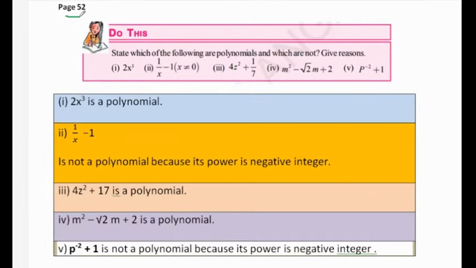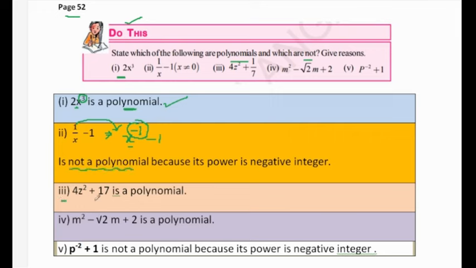So the page number, I will discuss page number 52, do these problems. State which of the following are polynomials and which are not. First one, 2x cube. 2x cube is a polynomial because the power of the variable x is a positive integer. 3 is a positive integer, therefore it is a polynomial. Second one, 1 by x minus 1. 1 by x can be represented as x to the power of minus 1, minus 1. Now see, students, the power of the variable x is a negative integer. It is not a positive integer. Therefore, it is not a polynomial.